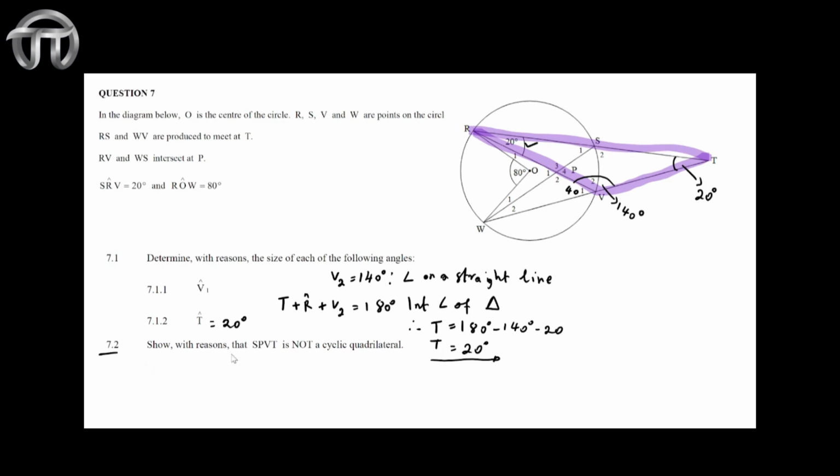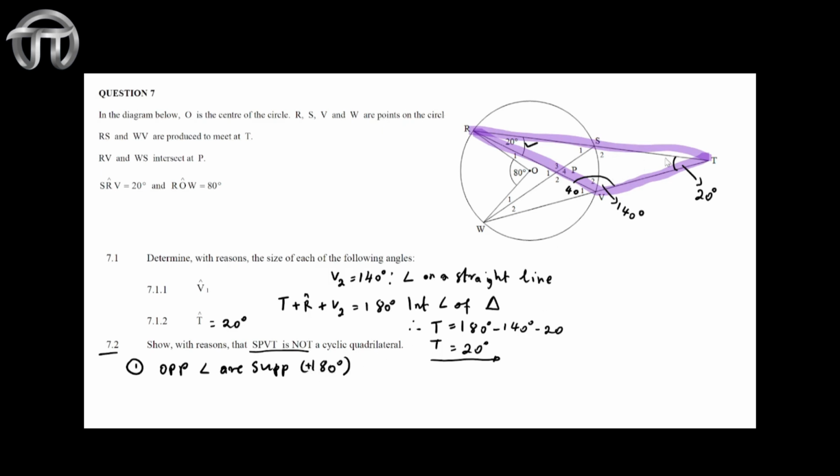Looking at our last question here, they say show with reason that SPVT is not a cyclic quad. What do you know about a cyclic quad? I know that the opposite angles of a cyclic quad must be supplementary. So what does supplementary mean? It means that when you add the opposite angles of a cyclic quad, they must give me 180 degrees.